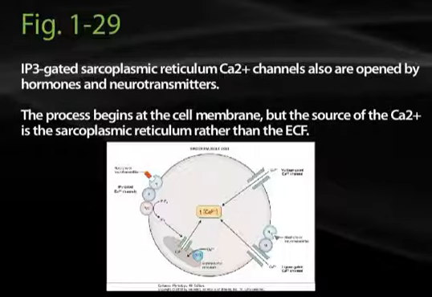IP3-gated sarcoplasmic reticulum calcium channels are also opened by hormones and neurotransmitters. The process begins at the cell membrane, but the source of the calcium is the sarcoplasmic reticulum rather than the ECF. This interaction between IP3 and an intracellular sarcoplasmic reticulum calcium channel is shown on the bottom left of figure 1-29.